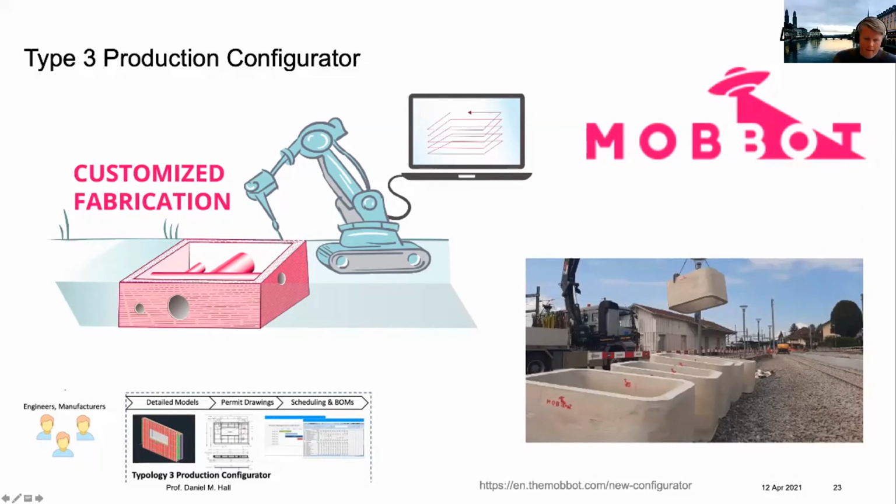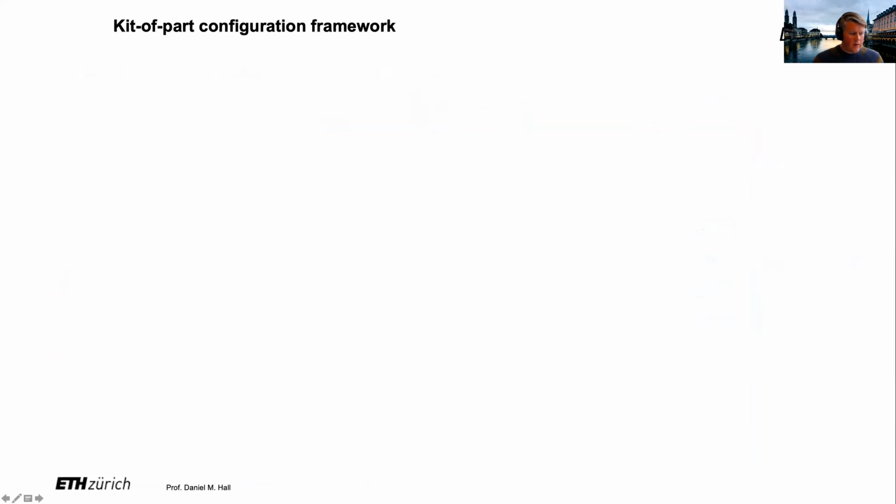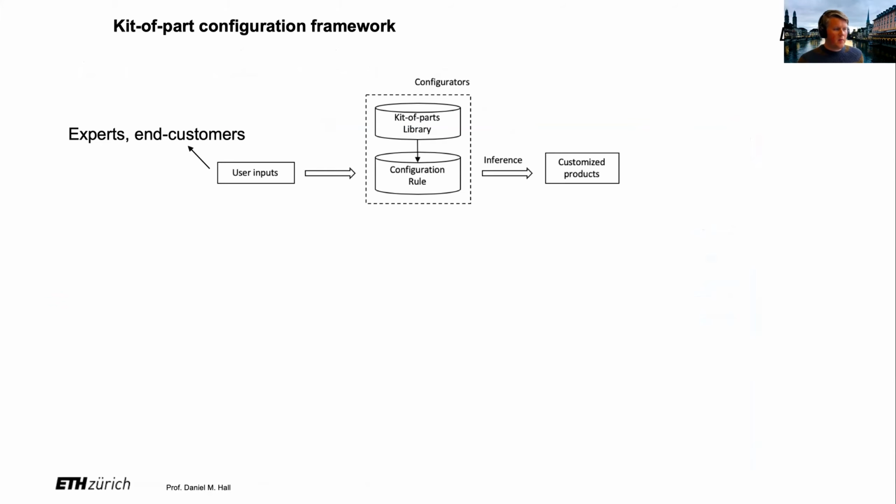Let's go back to the PowerPoint. Yeah, and we saw the short demo here. And so the way we think about this is that we could think about the kit of part configuration framework that's existing, right? So you have experts and end customers that need to give you the user inputs. You have your configuration rules and your kit of parts library, which feeds into your configuration rules. Again, remember, you've defined your product platform. So you've said, here's what we can do. And then you use these rules and inference to develop these customized products.